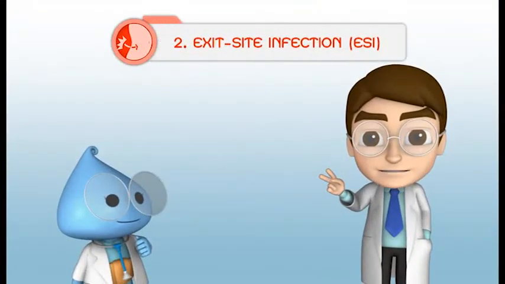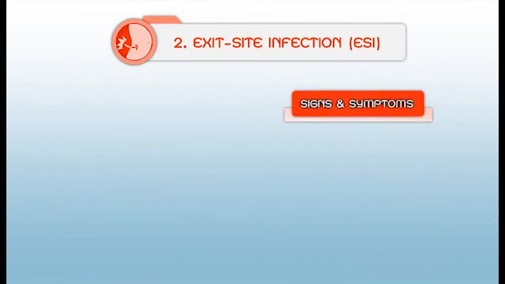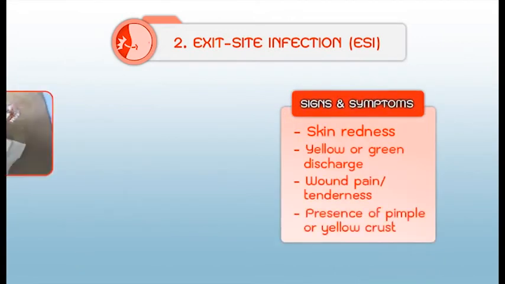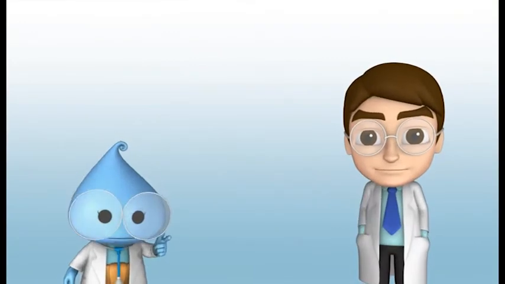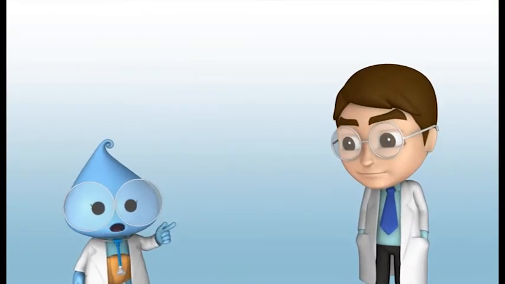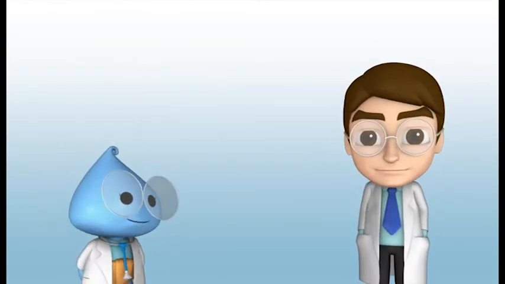2. An exit site infection. Symptoms of exit site infection include redness, oozing, aching, or wound tenderness. Report to your doctor straight away before the pathogens further invade the peritoneal cavity.